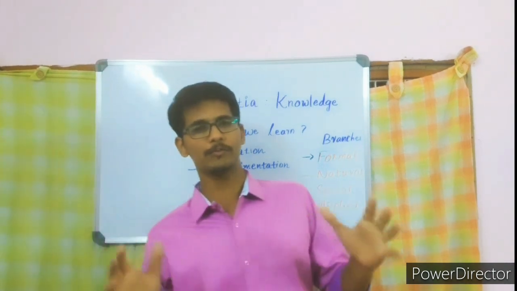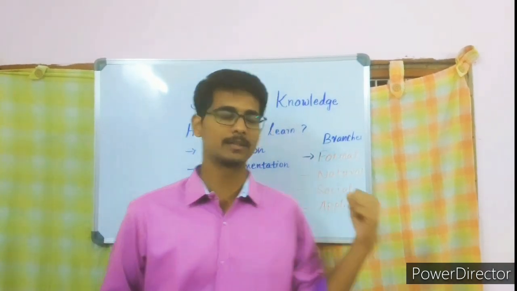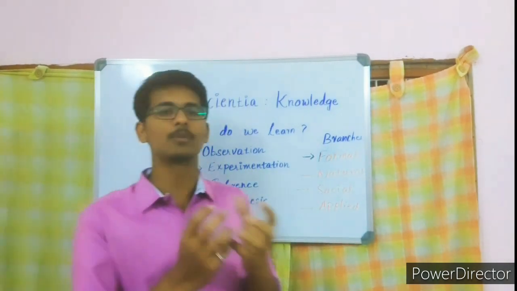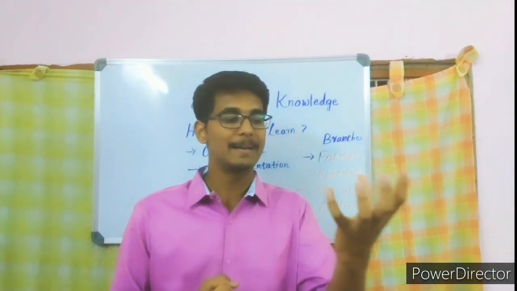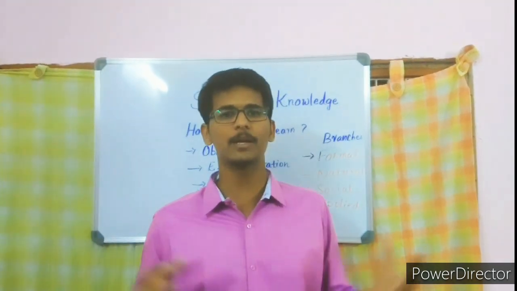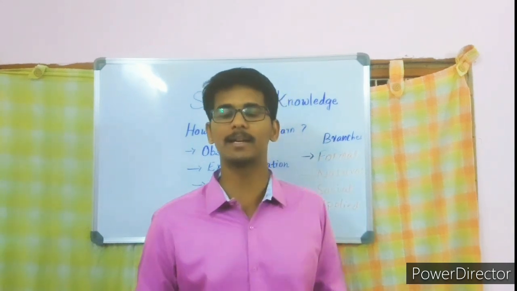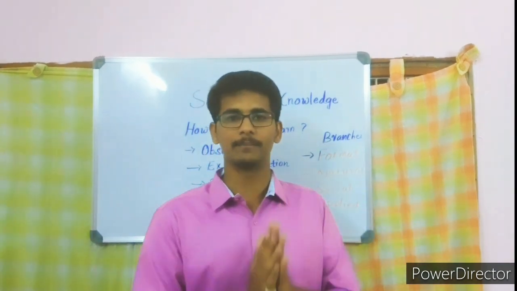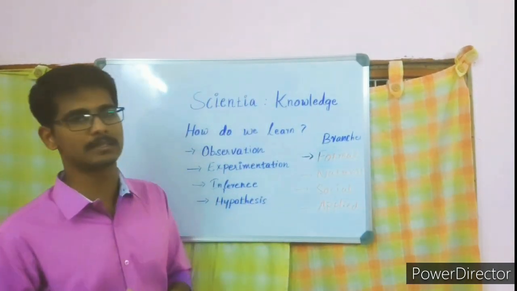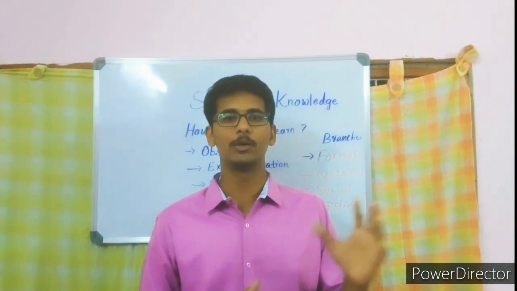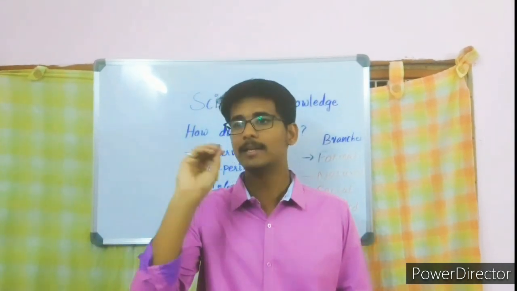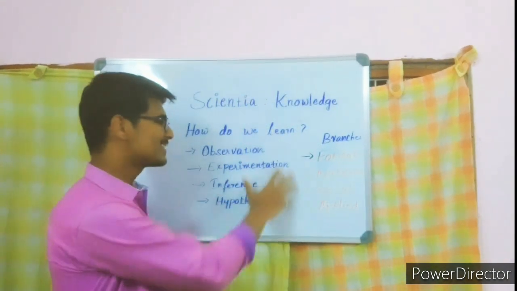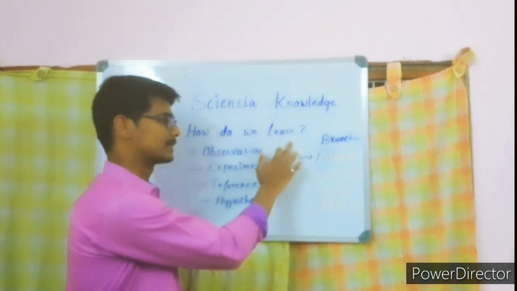Next thing, experimentation. We do a lot of experiments and we come to a conclusion, that is inference. So we do experiments and infer. We are bringing a conclusion from a particular experiment and finding an answer for that particular concept. The next thing, hypothesis. Hypothesis is nothing but assumption. You are doing an experiment and you are assuming that this is going to happen or this is what will happen. All these are the major skills you need to learn science.